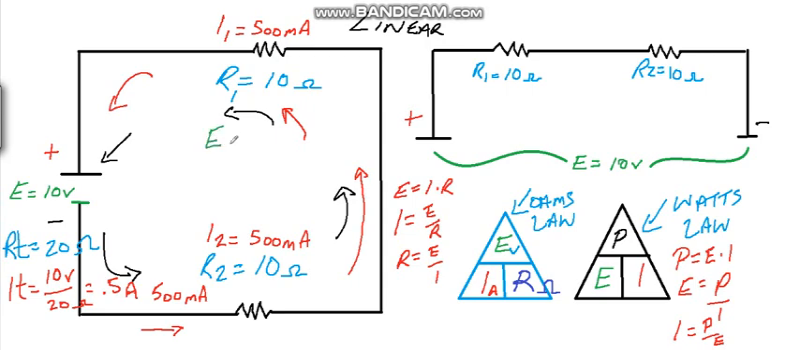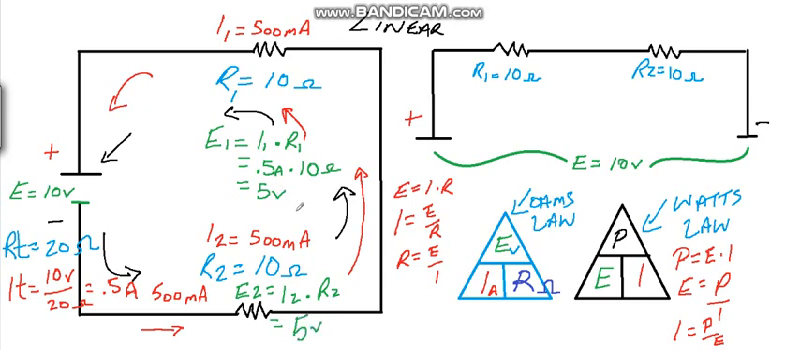So we could determine what my voltage across 1 is equal to. We know that my voltage is going to be equal to my amperage times my resistance. So E1 equals my I1 times my R1. I've got 500 milliamps, but I have to convert that back to the standard unit. So 0.5 of an amp times my resistance of 10 ohms is going to give me 5 volts. And if I do the same thing over here, I've got the same values. My voltage across 2 equals my amperage through 2 times my resistance of 2. Then I would get the same thing, 5 volts.